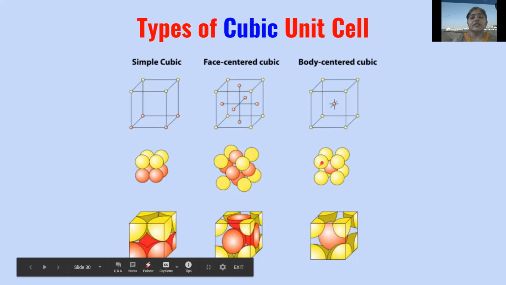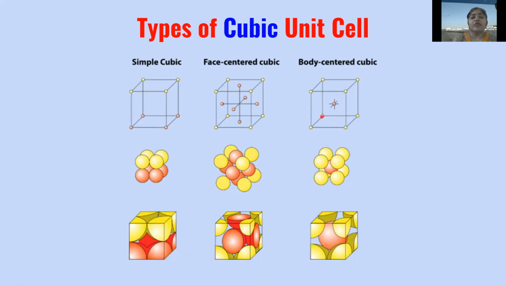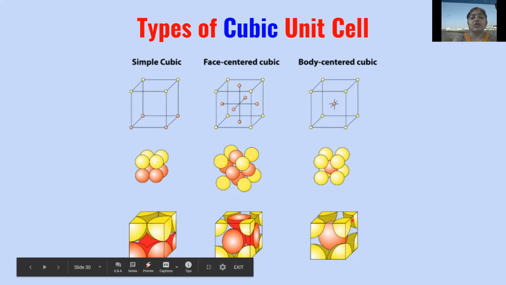Now coming to the body center, there is a single atom in the center of the cubic unit cell along with the 8 corners. So this is how the three-dimensional view looks. But when you take the cross-sectional view, you understand that again at the corners, there is only 1/8 of the atom, whereas in the center, that atom completely belongs to that unit cell alone. So this is the body-centered cubic unit cell.